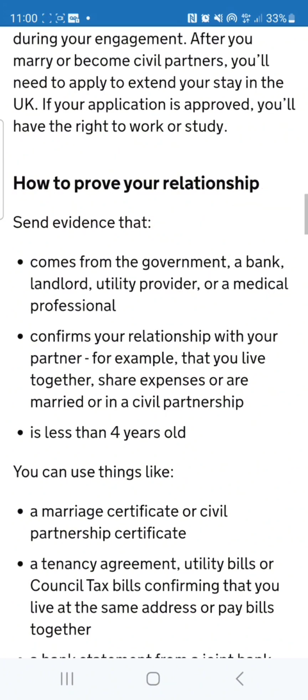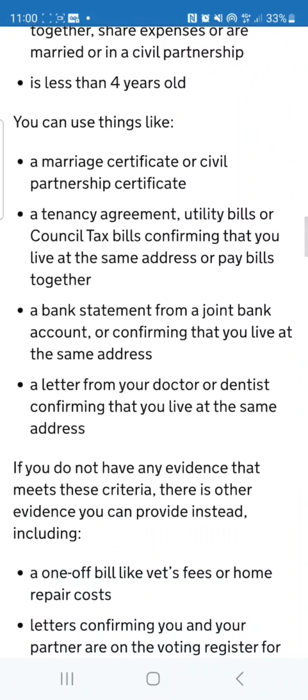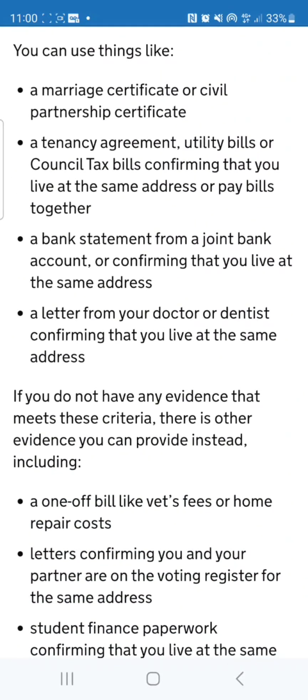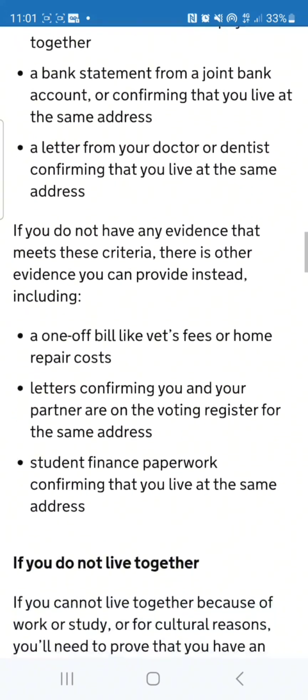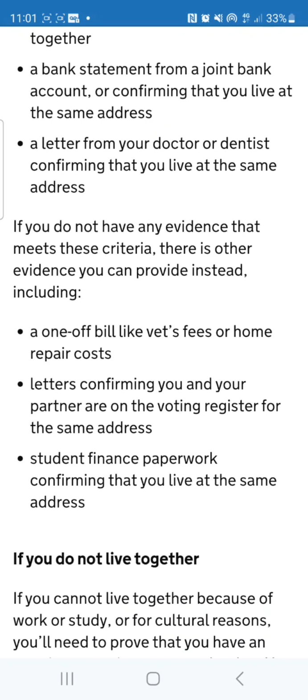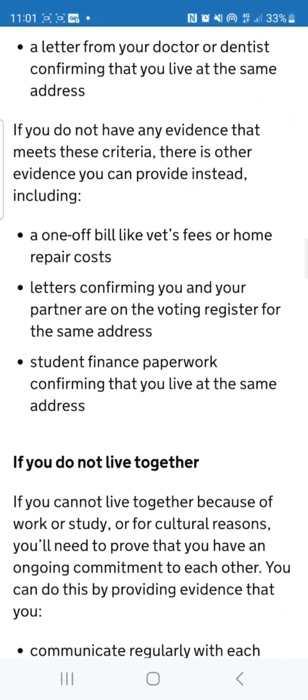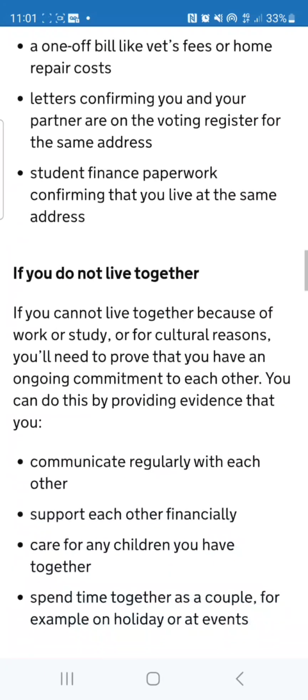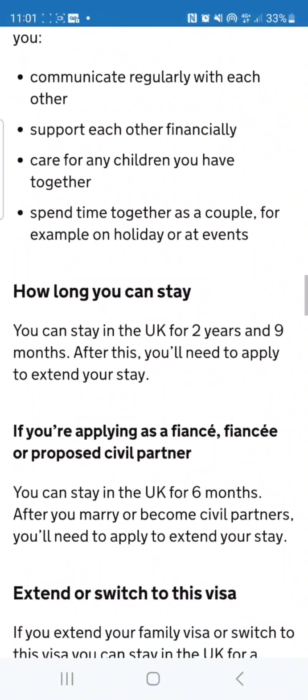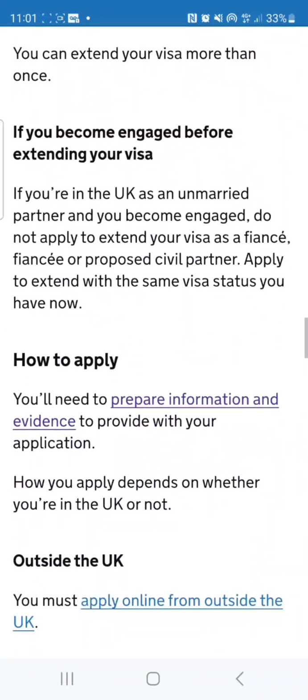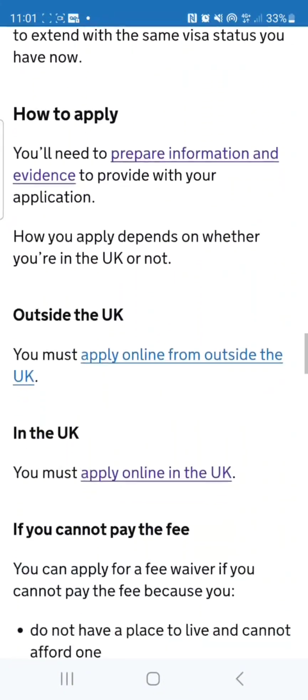Send evidence that comes from the government, a bank, landlord, utility or council tax. You can use things like a marriage certificate, civil partnership certificate, or tenancy agreement, which is the proof you are living together. If you do not have any evidence, there is an alternative way.